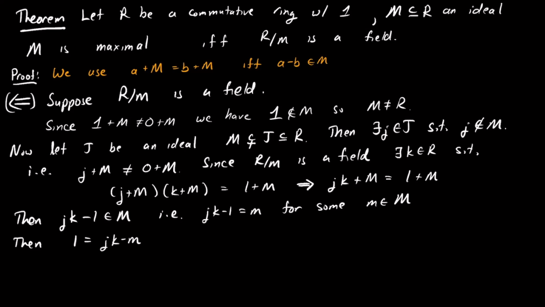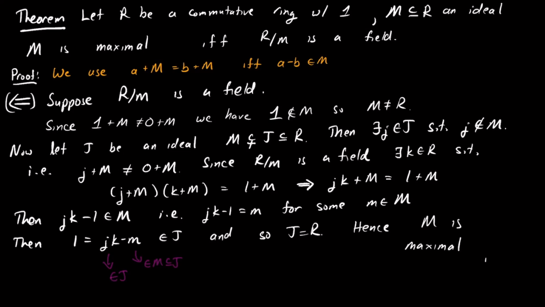And the thing to notice here is that, well, I know that j is an element of J, so jk is an element of J, so this guy is an element of J. And this guy right here is an element of M, but that's a subset of J. So what do I get? I get that 1 is an element of J, and so J is equal to R. Hence, I know that M is maximal. Okay, and this completes my proof.